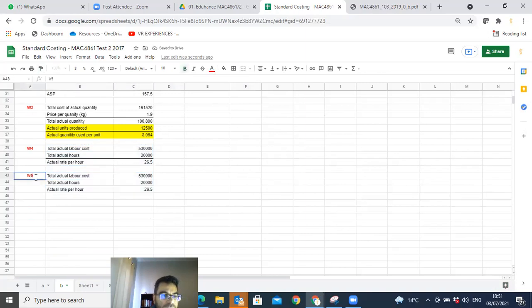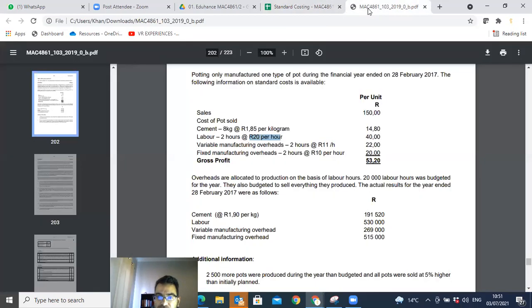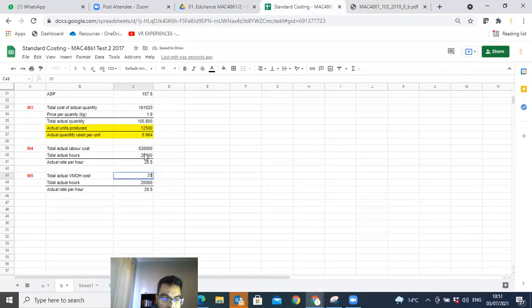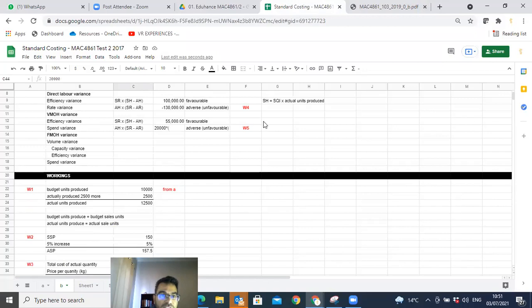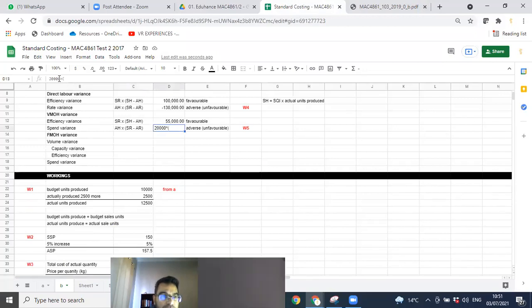So working 5, total actual variable manufacturing overhead cost, which was given to us as 269,123. Remember, manufacturing overhead is still based on labor hours. Actual hours was 20,000. So the cost is 1345. As you can see, budgeted cost is 11 Rand. Actual cost 1345. So therefore, it's going to be unfavorable.